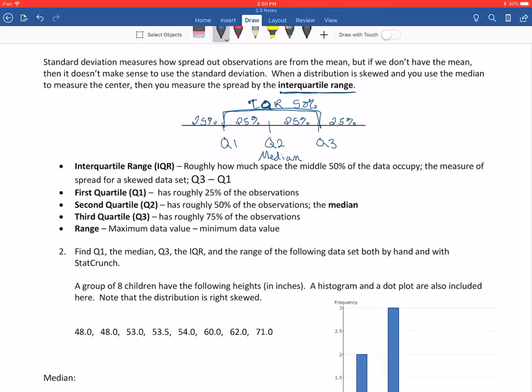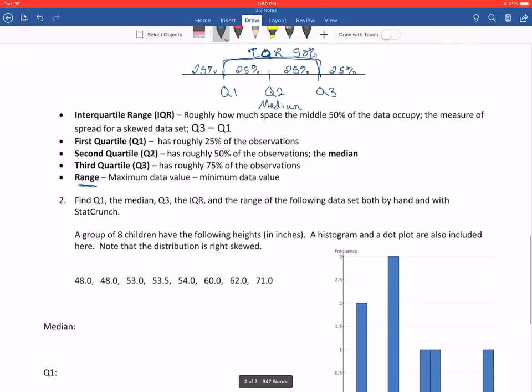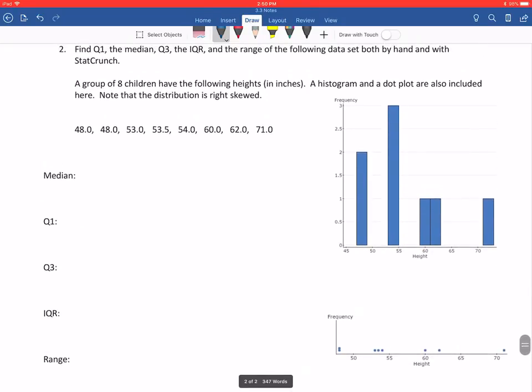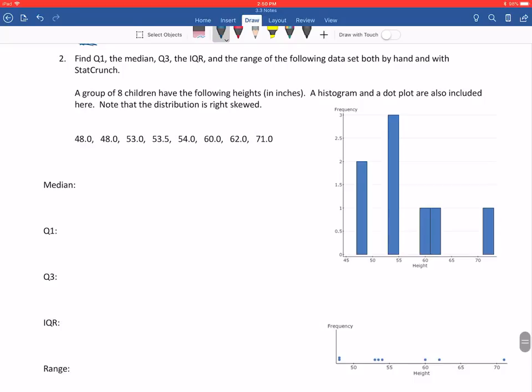Then the only other definition down here that we haven't talked about is range. Range is just when you take your maximum value minus your minimum value. That tells you the range of values that you're talking about. Okay, so let's do an example.